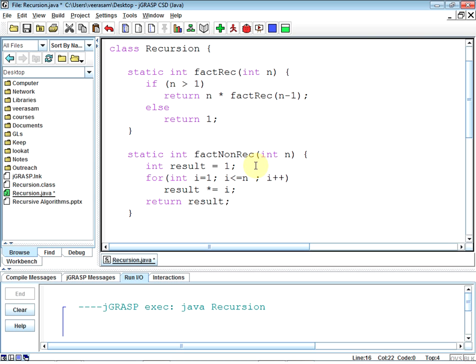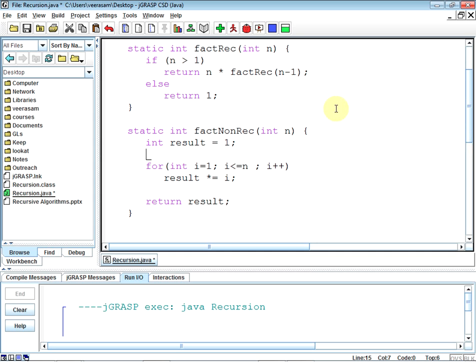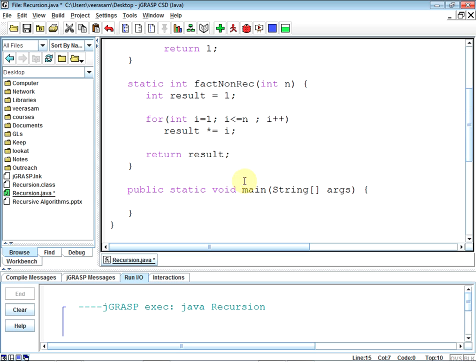So you're basically using a loop to multiply so many times and return the value. Return the result. That will result in multiplying, for any value of n, 1 times 2 times 3 like that, all the way to n. Now let's convince ourselves that both compute the same results.